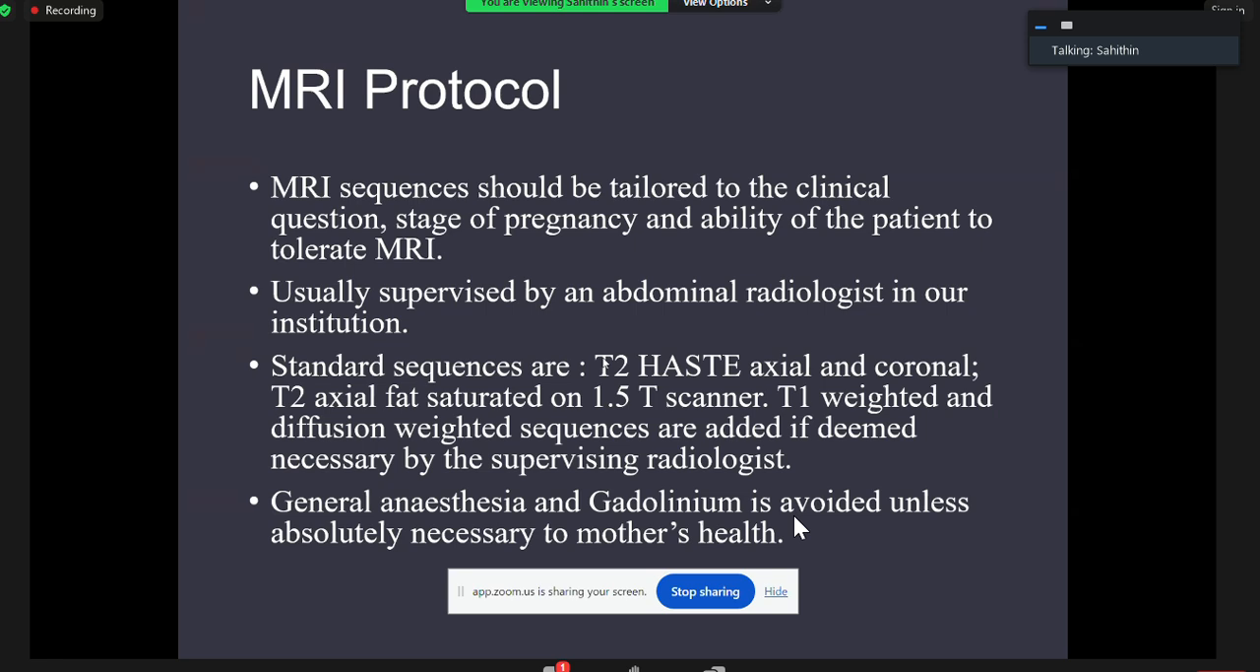T1 weighted and diffusion are added if required, and we've almost never used gadolinium or general anesthesia for the MRI. The rationale being, if she's that unwell that she needs a GA for the MR, she might as well have a surgeon directly look and see what's happening and treat it at the same time. There's no point in having two GAs, one for the MR and one for any potential surgical intervention.